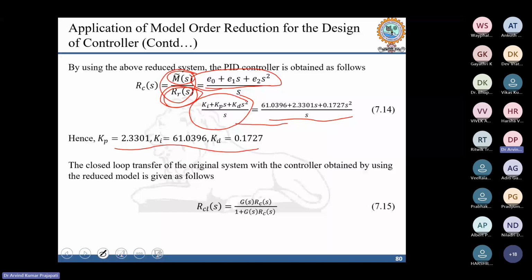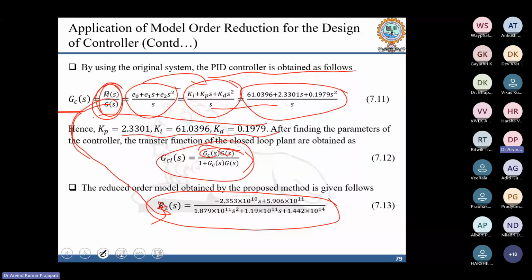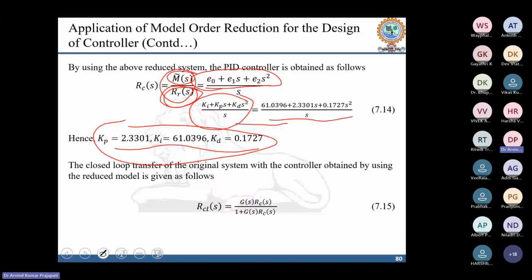If you see the values of KP, KI, KD here, you are getting the values of KP, KI and KD by using the reduced system. And if you see the KP, KI, KD values which you are getting by using the original system, both the controller parameters are approximately the same. So if they are the same, then why should we go for the complicated one?